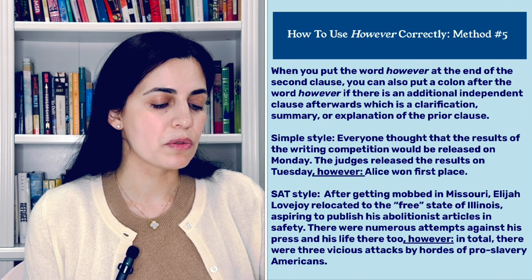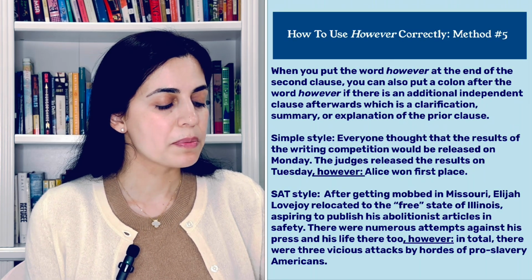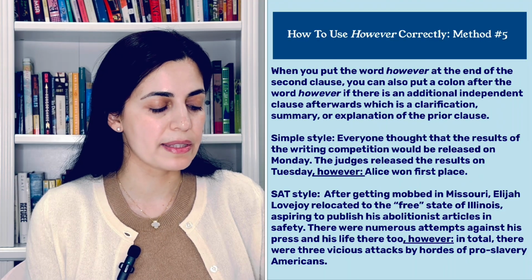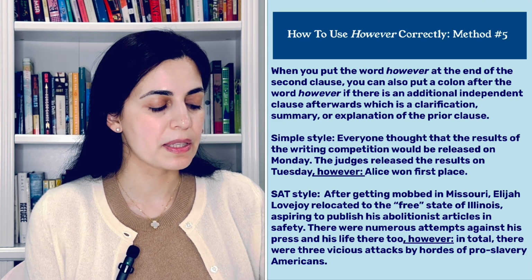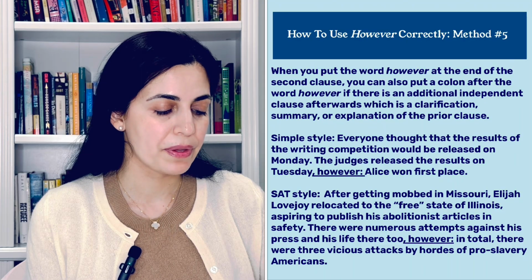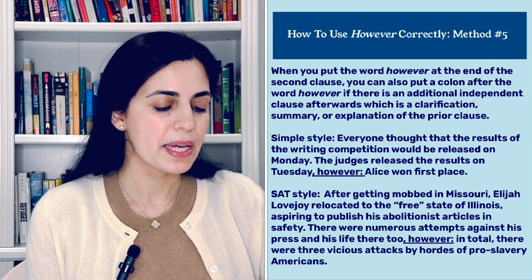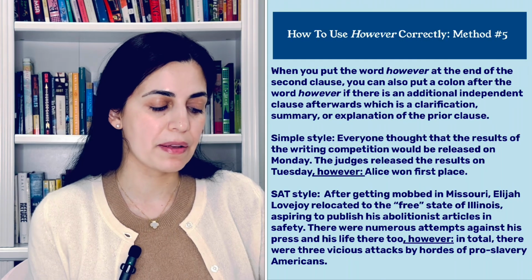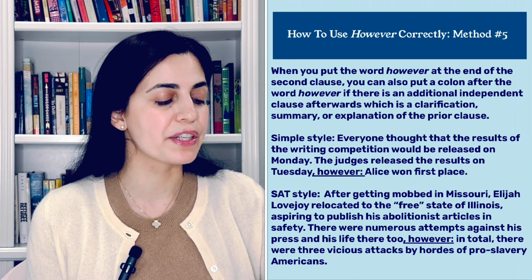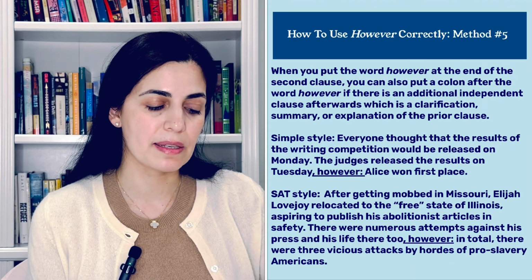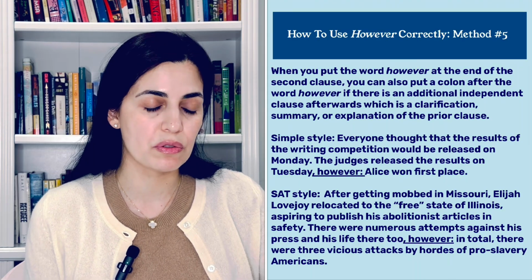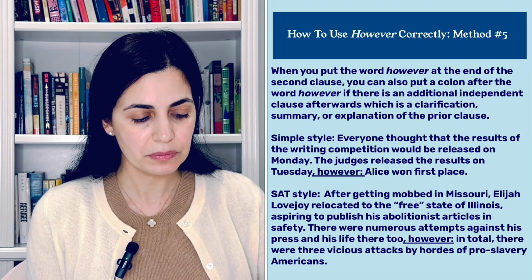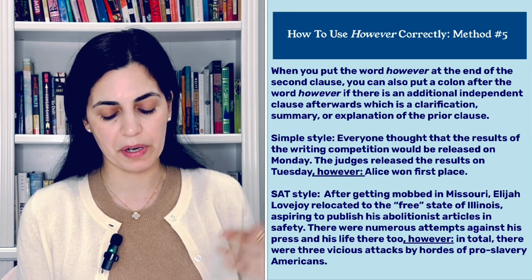Now let's take a look at an SAT style. After getting mobbed in Missouri, Elijah Lovejoy relocated to the quote-unquote free state of Illinois, aspiring to publish his abolitionist article in safety. There were numerous attempts against his press and his life there too, however: in total, there were 3 vicious attacks by hordes of pro-slavery Americans. So here, the third clause about the 3 vicious attacks is providing a clarification of the numerous attempts against his life, and that's why you can join those 2 clauses with a colon, putting the word however in it beforehand.